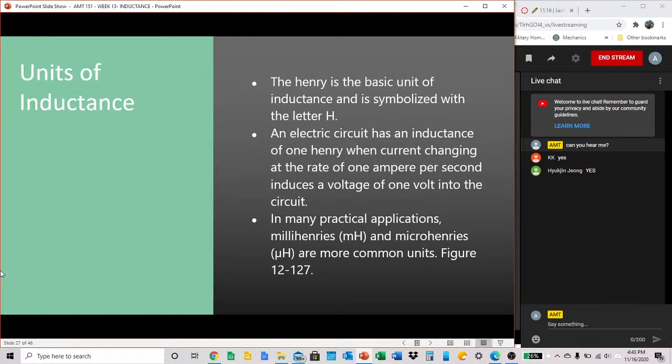Units of inductance. We've talked about this a couple of times. I believe it was mentioned in the videos from your last lecture. But we measure inductance in henries, which is a capital H. The henry is the basic unit of inductance and is symbolized with the letter capital H. An electric circuit has an inductance of 1 henry when current changing at the rate of 1 ampere per second induces a voltage of 1 volt into the circuit. In many practical applications, millihenries and microhenries are more common units.